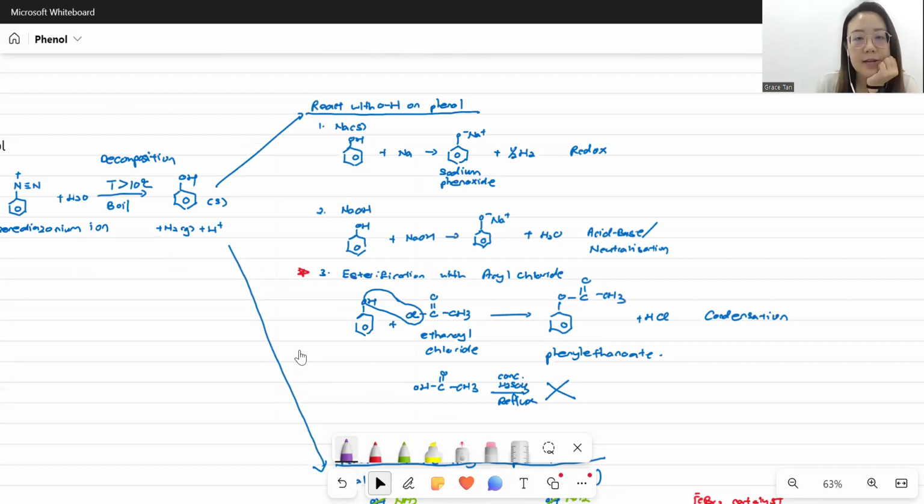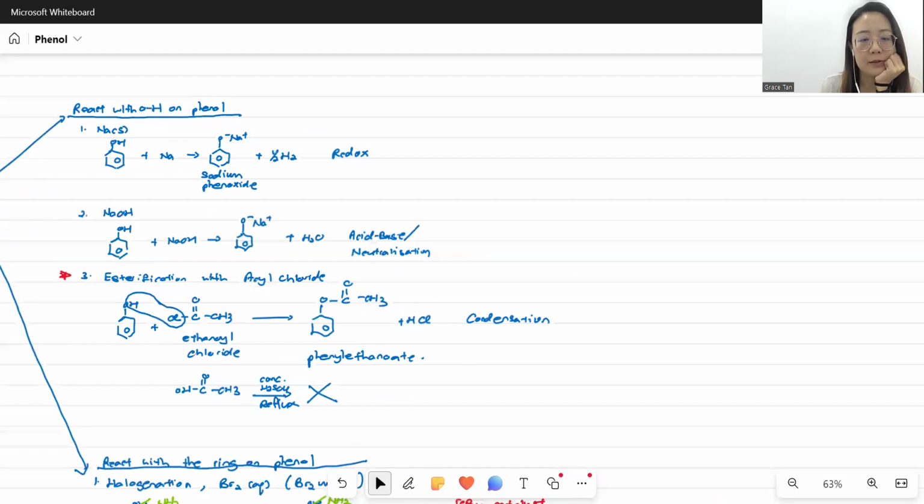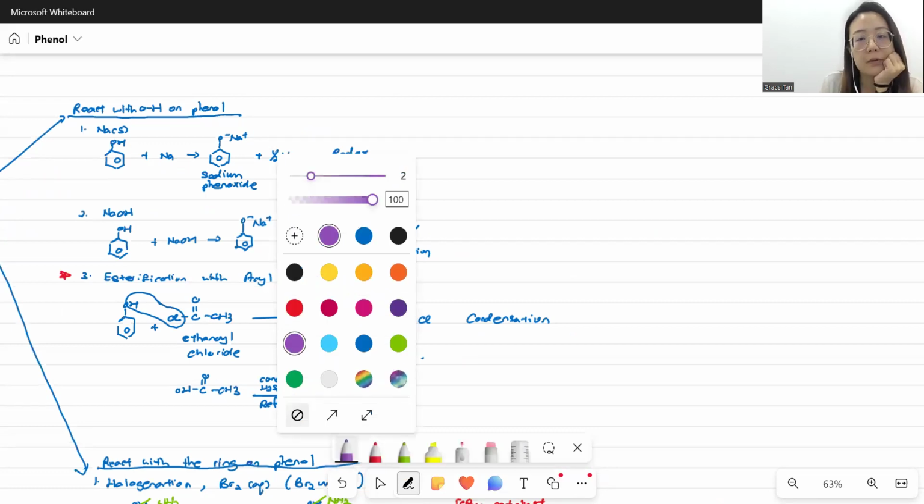Okay, now the next part here is to do coupling reaction. Okay, coupling reaction. So coupling reaction has got to do with the OH part. All right, it's the last one here, number 4. So let me put number 4 here.